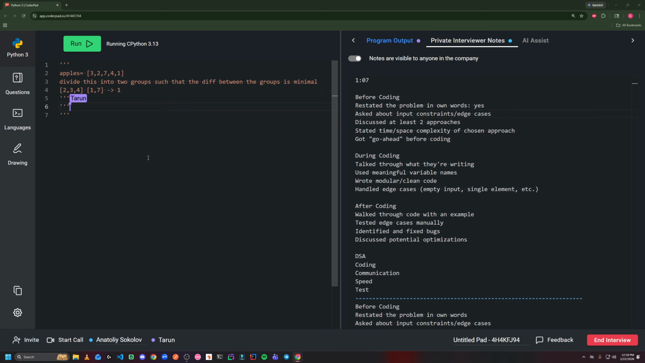So okay, if you do it that way, you're basically saying that for every single one you put into one or the other, right? And then you'll get the difference, and then you'll get the min. Okay, so what's going to be the time complexity of that?